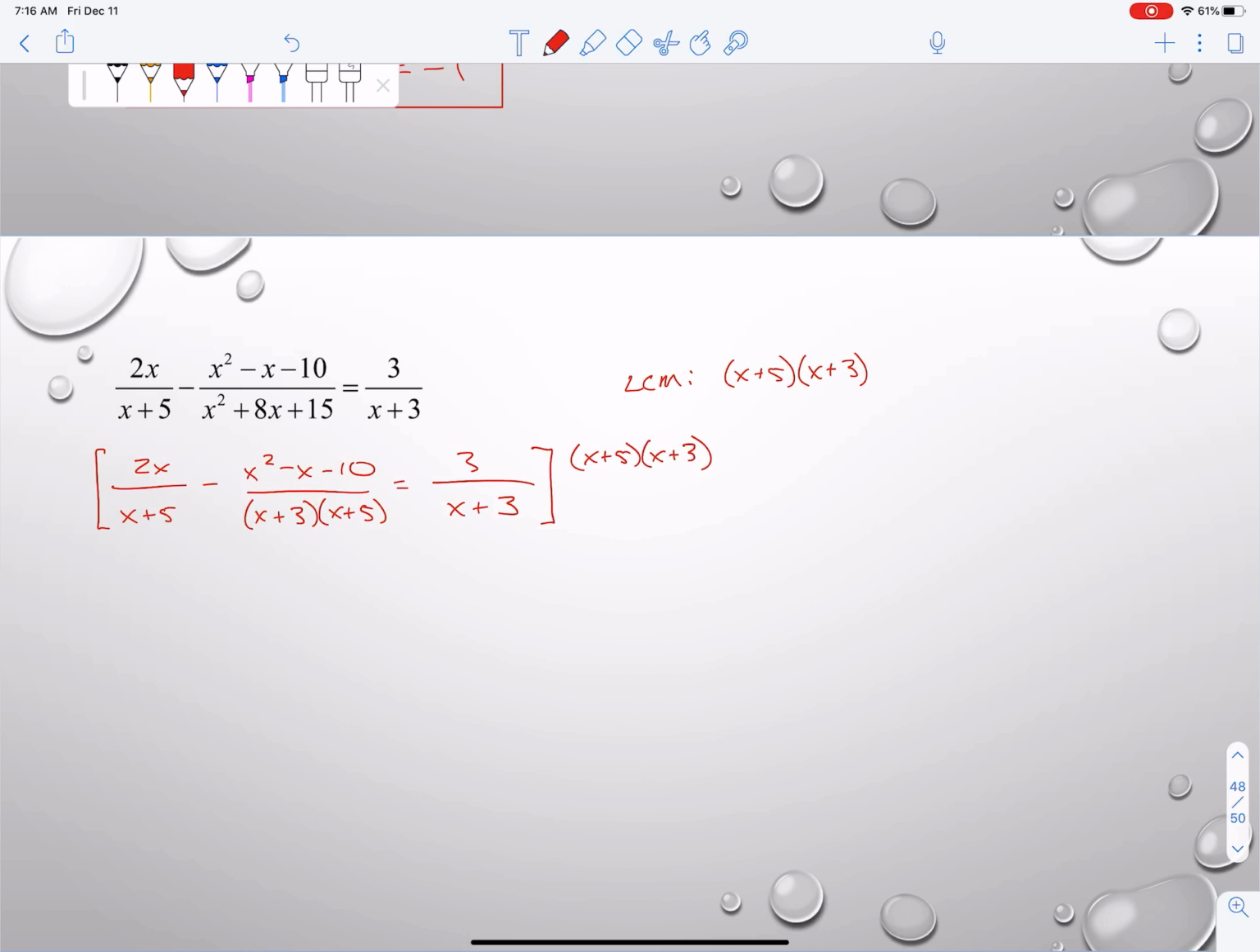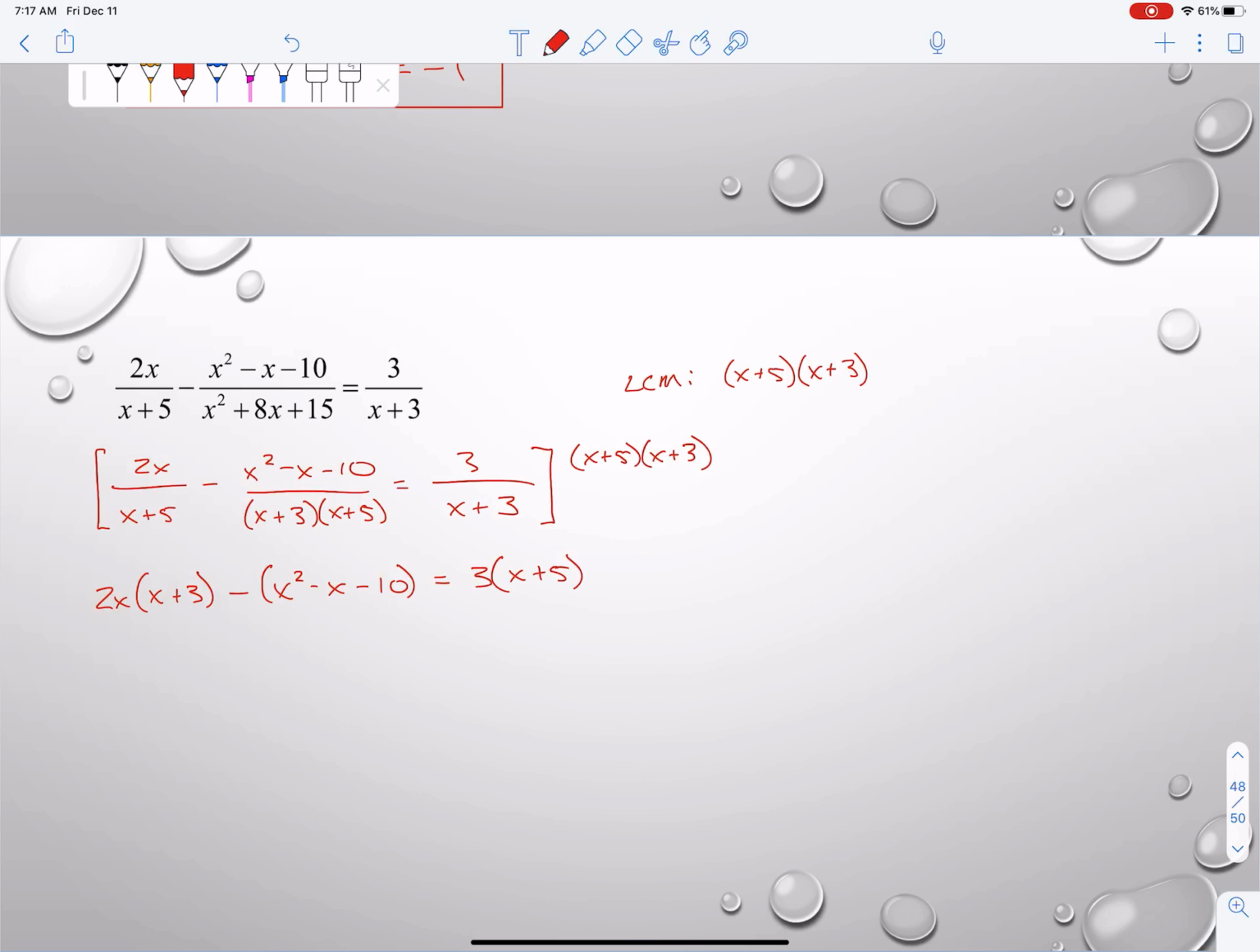In the first term, the x plus 5's cancel, so I'm left with 2x times x plus 3. In the second term, both cancel, leaving me with negative x squared minus x minus 10. And in the last term, the x plus 3's cancel, leaving me with 3 times x plus 5. You might notice I put parentheses around this here because I'm subtracting the entire fraction. I need to distribute this negative to each term yet. Since everything canceled out, there was no other multiplier other than negative 1.